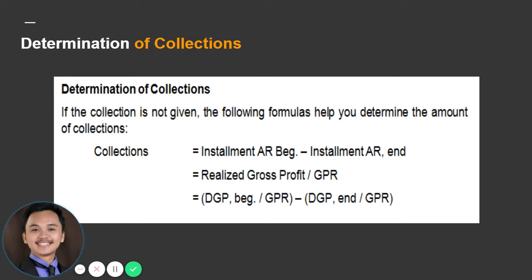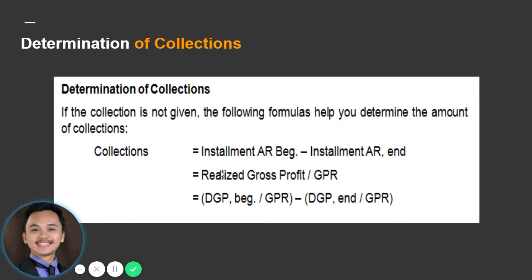So if the problem does not explicitly give us the total amount of collection, then we have formulas to compute for our collection. Our collection may be computed by comparing our beginning installment accounts receivable and our installment accounts receivable end. Okay? So that is our standard formula to compute for our collections.